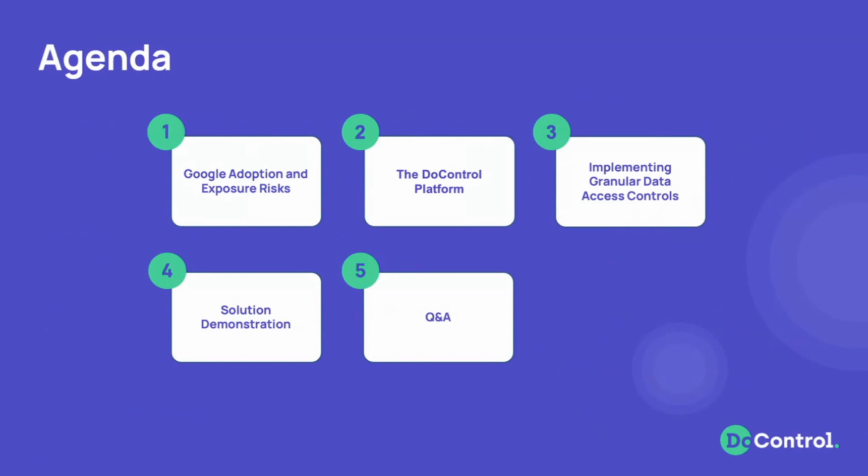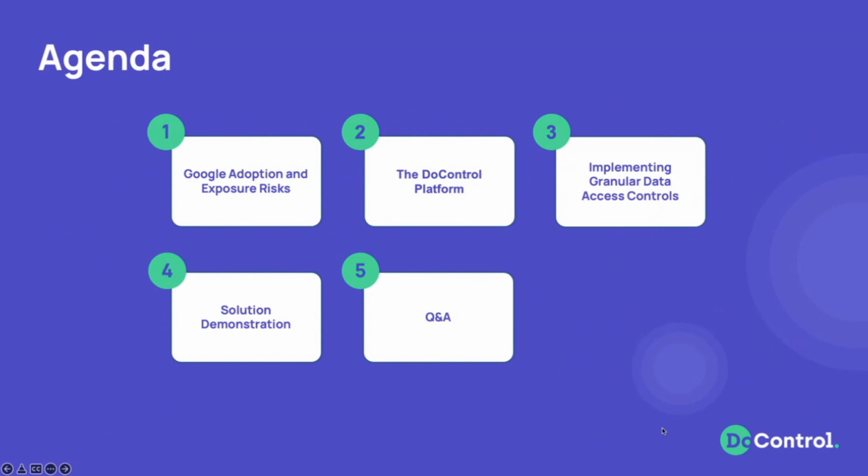Let's just quickly go through the agenda. First, we're going to go through some general context on Google adoption rates and some of the exposure risks that exist. We're going to do a platform overview of DoControl and dial into how to implement granular data access controls with our solution, which will then segue into an actual solution demonstration that Or will be presenting, and we'll go through a number of use cases that are specific to Google Drive. And of course, we'll save some time for Q&A at the end.